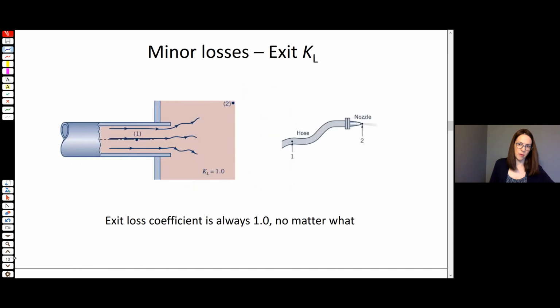For exits, if you've got a pipe that's exiting into a large tank or into the air, you know, this situation here with a nozzle, garden hose type of thing, loss coefficient is always 1, no matter what. Doesn't matter if it's a sharp corner or rounded corner, always 1.